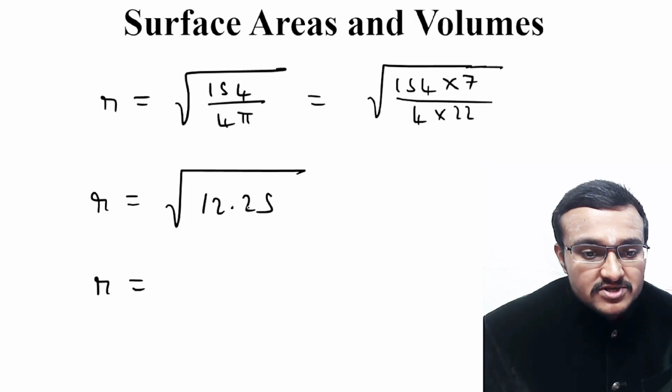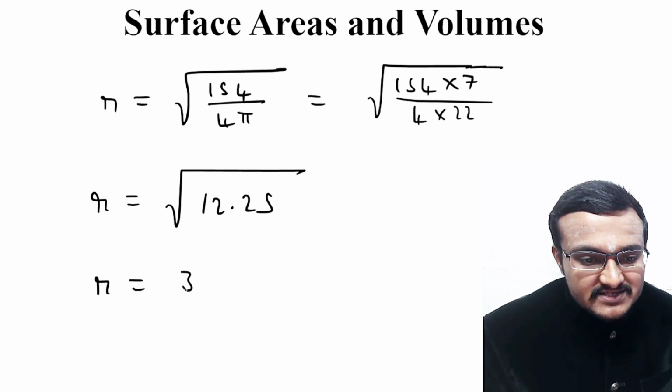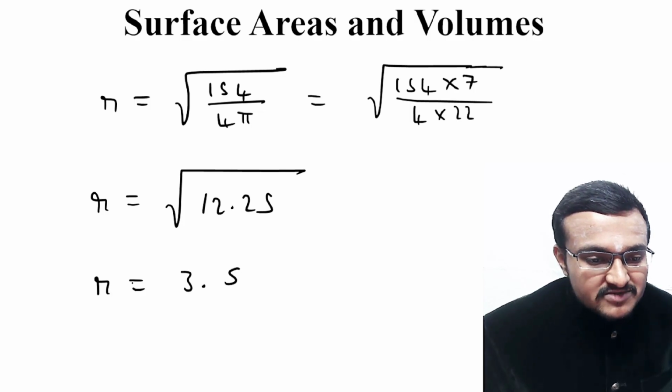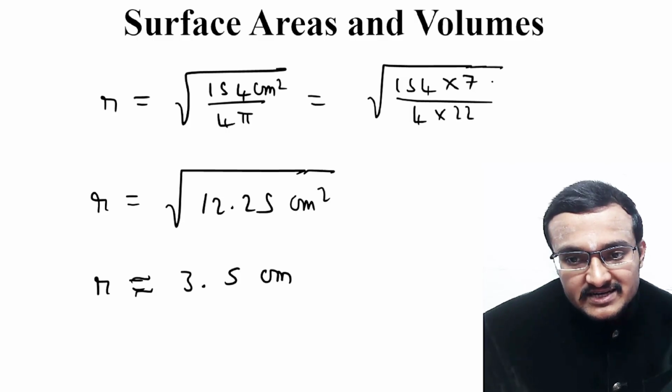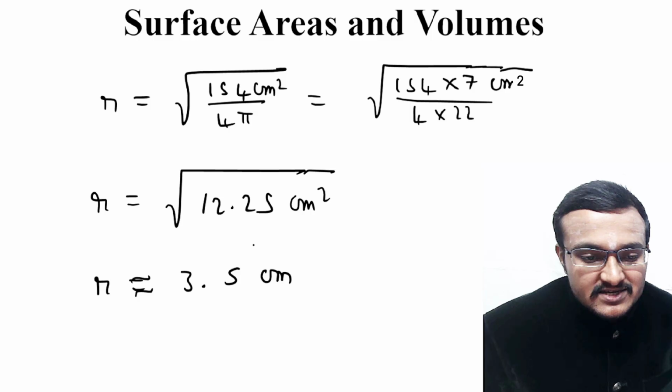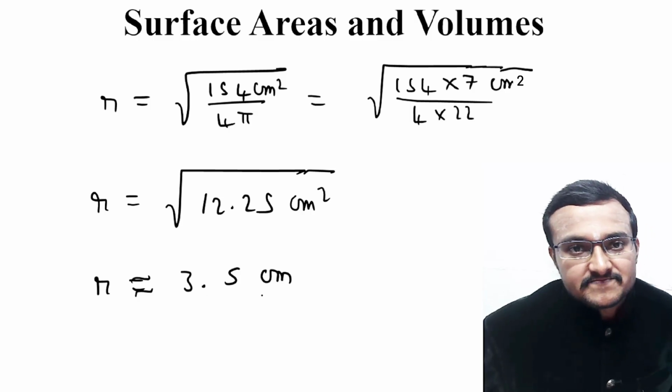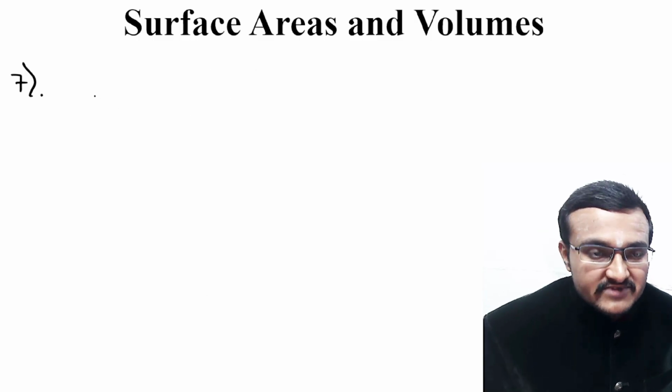Now you have to find the square root of 12.25, which is equal to 3.5 centimeter, because here it is 154 centimeter square, and the square root of centimeter square will be centimeter. So radius is equal to 3.5 centimeter. Now we will move into the seventh question.